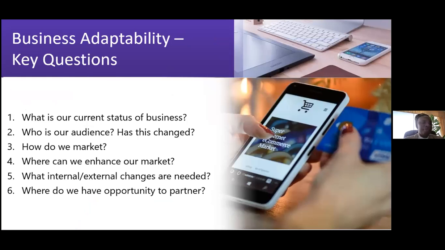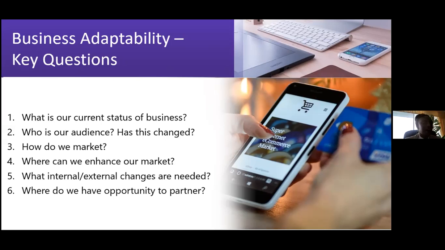What does that look like in business? So some key questions that I have listed here. We're looking at it from the business aspect, and then I'll get into it from the individual aspect. But what's the current state of your business? And so this is focused at the organizational level, if you are one who has a role in your business, as well as if you are the business owner.